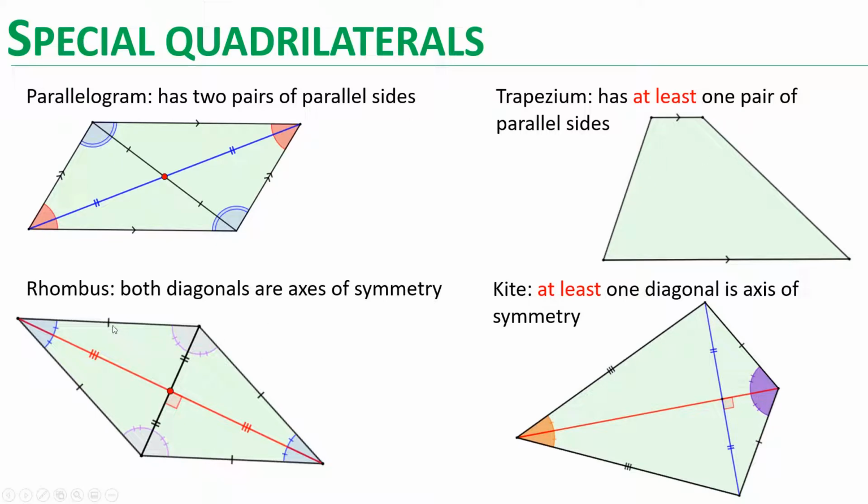You also know that a rhombus is a special type of parallelogram, where both diagonals are axes of symmetry. We can also imagine shapes where only one diagonal is an axis of symmetry, and those shapes are called kites. A kite is a quadrilateral where at least one diagonal is an axis of symmetry. So again, every rhombus is a kite, because at least one of its diagonals is an axis of symmetry.